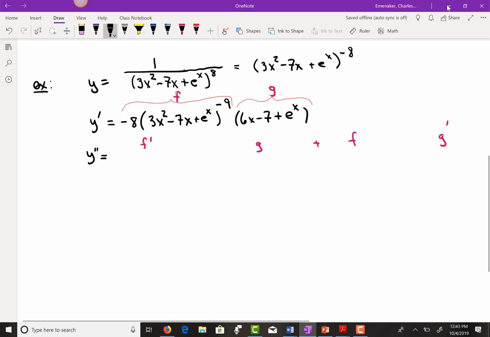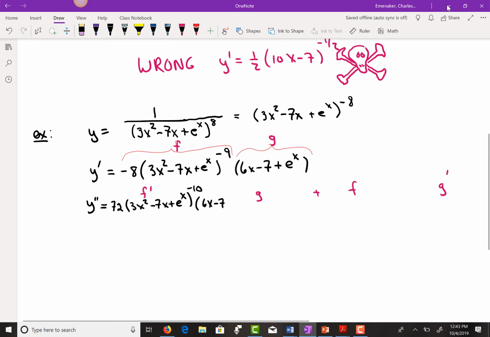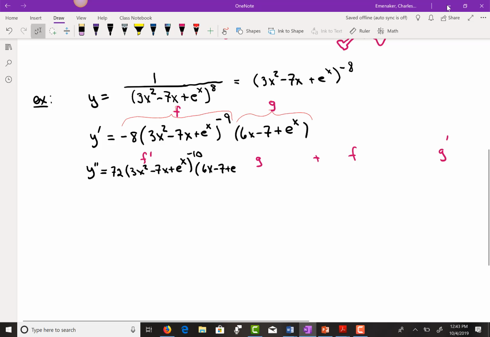No big surprises there? So when we do the derivative, we're going to have the negative 9 as the exponent coming out front times the negative 8, which is going to give us a positive 72. The inside does not change. Subtract 1 to the negative 10th. Continuing with the chain rule, we're going to have 6x minus 7 plus e to the x. Does that make sense to everybody? All of that is f prime. And we now need to multiply it times what?